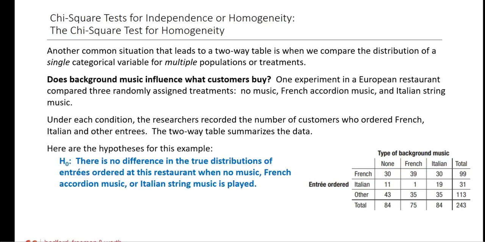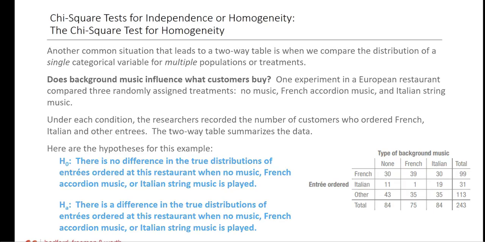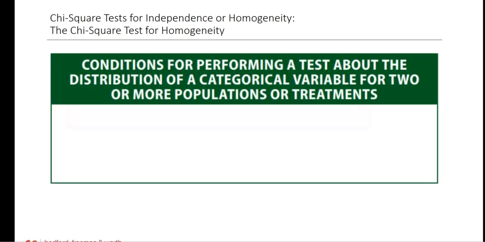So the hypothesis, there's no difference. It's the dull null hypothesis. There's no difference. Playing music is not going to influence what you order for food. It's just not going to happen. Well, the alternate is there is a difference. Maybe if you play French music, you might be more likely to order French food. So we're not saying all the distributions are different. We're just saying there is a difference. There's at least one difference there.